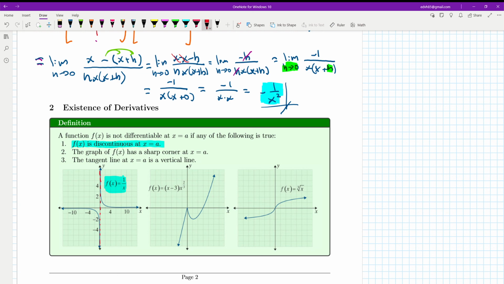Let's look at the second example, when we have a graph of f of x that has a sharp corner at x equals a, like this function right here, f of x equals x minus 3 times x to the 2/3. If you look at this function, over here there's some sort of linear behavior. That slope will always be the same at any point. And also here slope equals 0. There's another slope, another slope, another slope right here, different slopes.